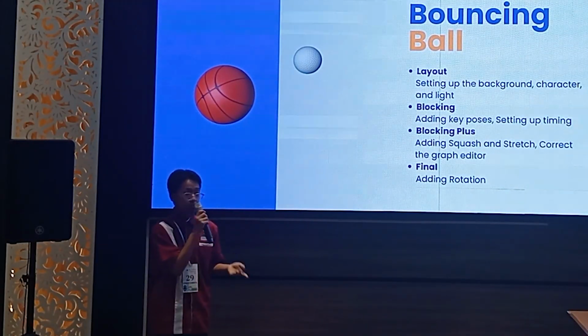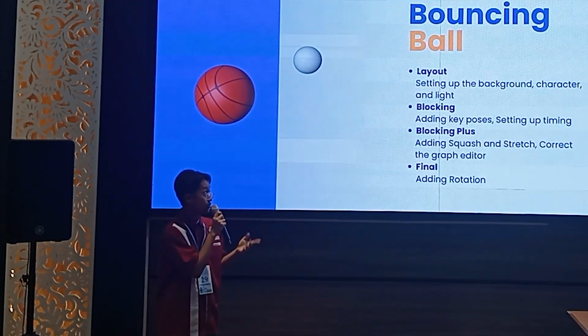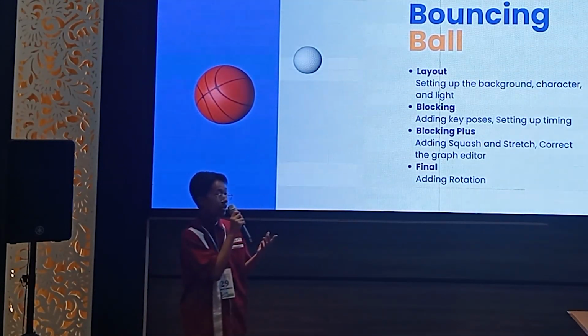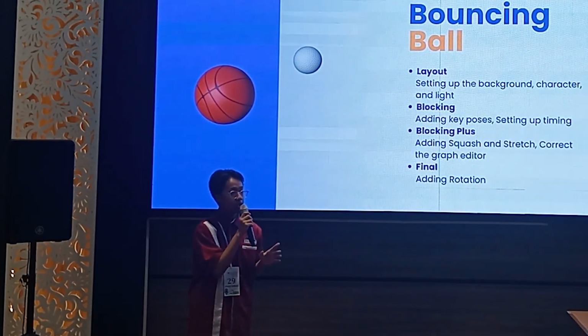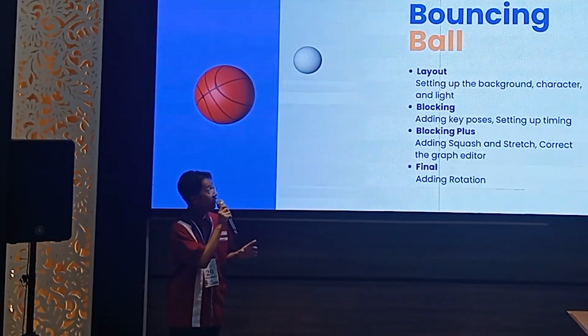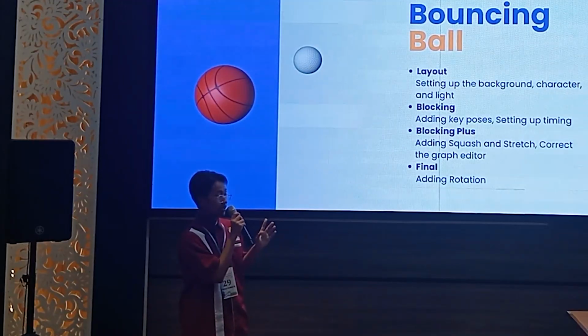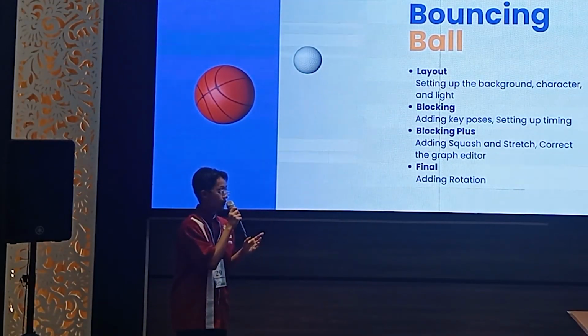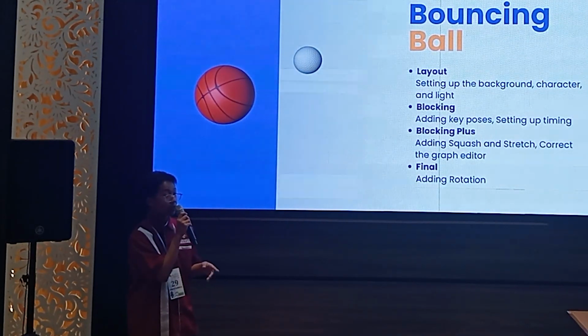The blocking stage is where I add key poses, which is the main movements of the object or the character, and then I set up the timing. On the blocking stage of the tail ball, I also add anticipation. And then for the blocking plus, for the bouncing ball, I add squash and stretch, which is one of the principles of animation, and I correct the graph editor or the spline.